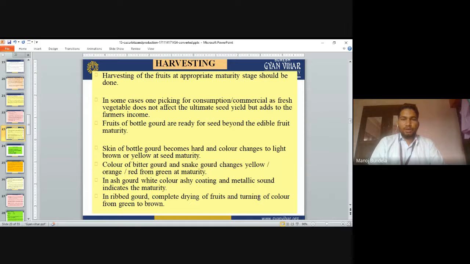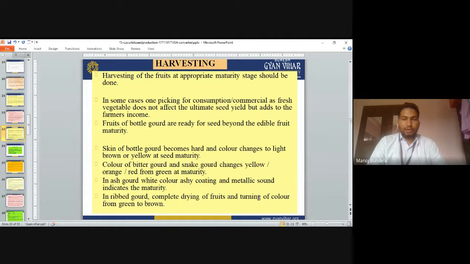Fruits of bottle gourd are ready for seed after the edible fruit's maturity. The skin of bottle gourd becomes hard and the color changes from light brown to yellow at the seed maturity stage. So that is the sign of seed maturity.